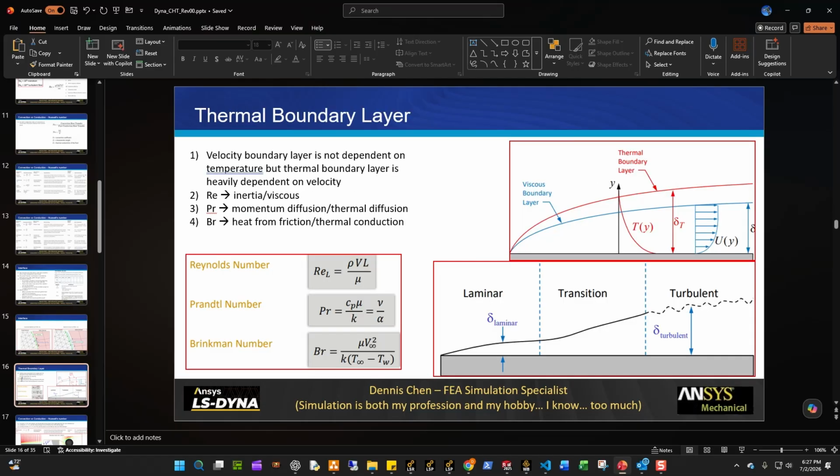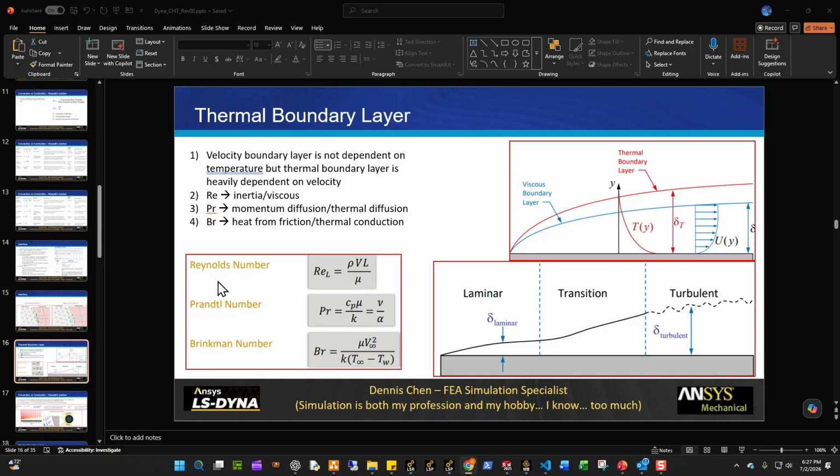Okay, so if we look at the thermal boundary layer, in fluids we have the velocity boundary layer, which means we'll have to try to resolve the velocity profile near the wall, which is a very sharp gradient that you have to resolve. Usually you want to get to a y plus of 1 to have a perfectly resolved boundary layer.